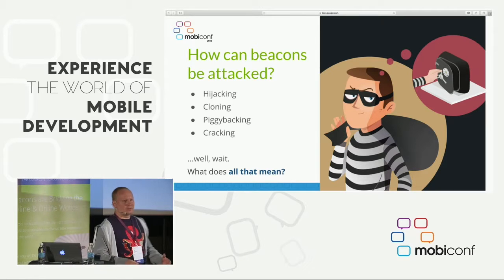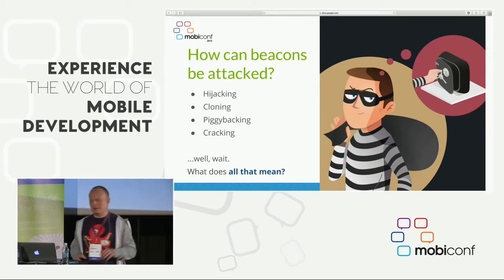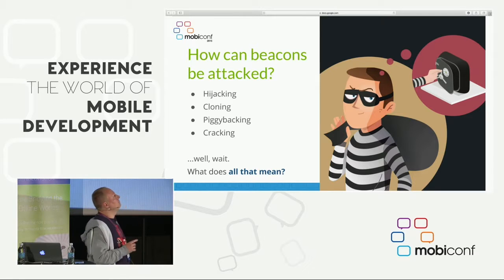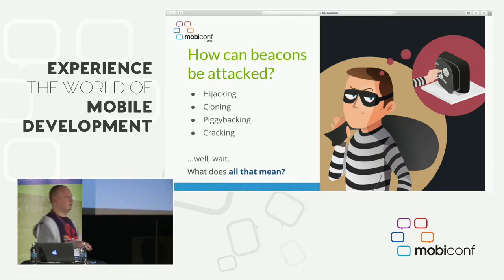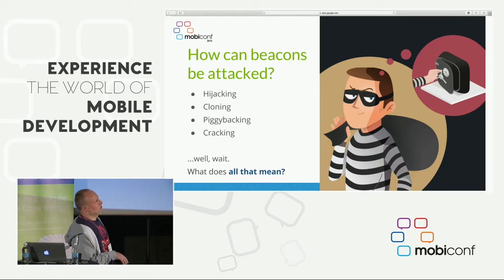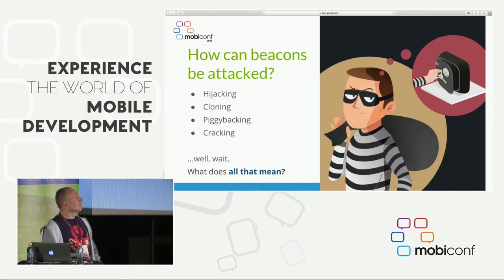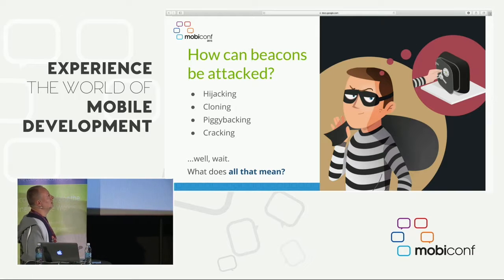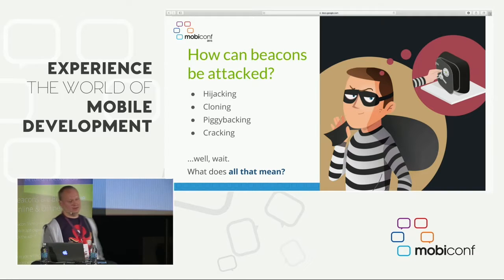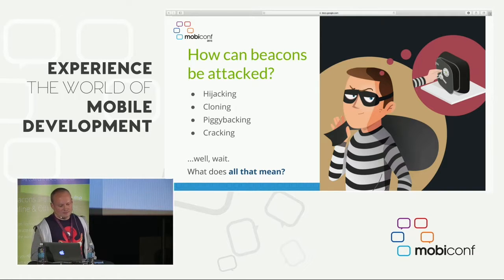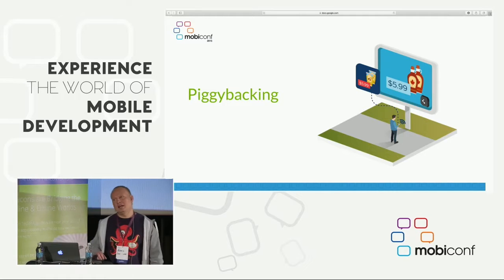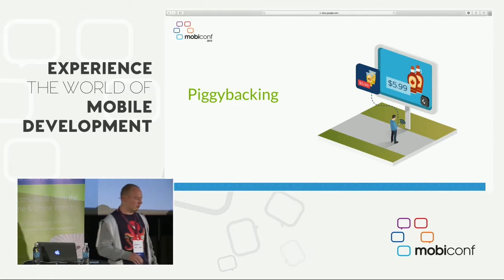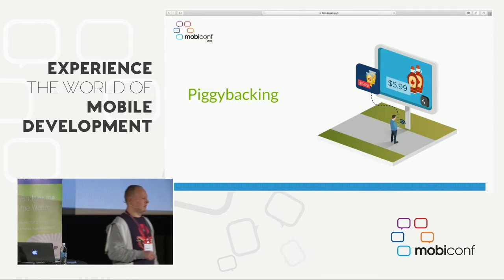During development of our security features, we identified 4 different types of attacks directed at beacons. Not all of them are real attacks. These are hijacking, cloning, piggybacking, and cracking. What is the first one, piggybacking? Actually, it's not a real attack.